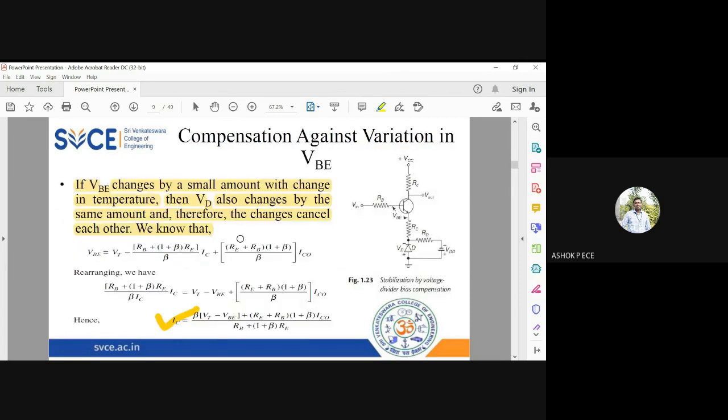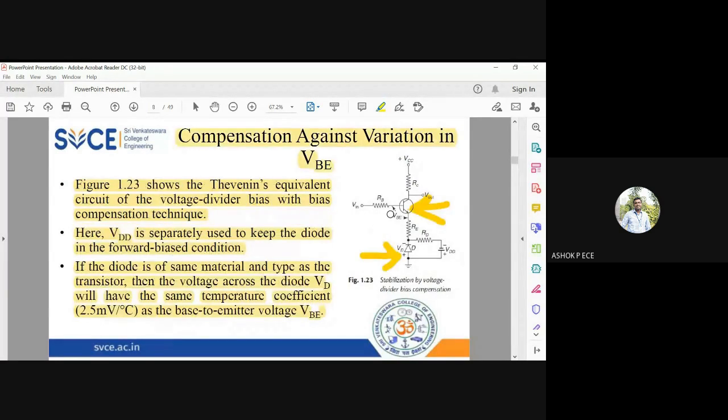So this is exclusively for variation in VBE. So what I do, I additionally take a diode, and I always have the diode in the forward bias condition by keeping it forward bias using a battery VDD. This will ensure that whatever change your VB is going to have, it is going to increase or decrease. The same increase or decrease will be observed in VD, but in the opposite sense. So effectively, it will get cancelled. So the VB is going to be constant across the BJT. So the base emitter junction is always going to have constant voltage.